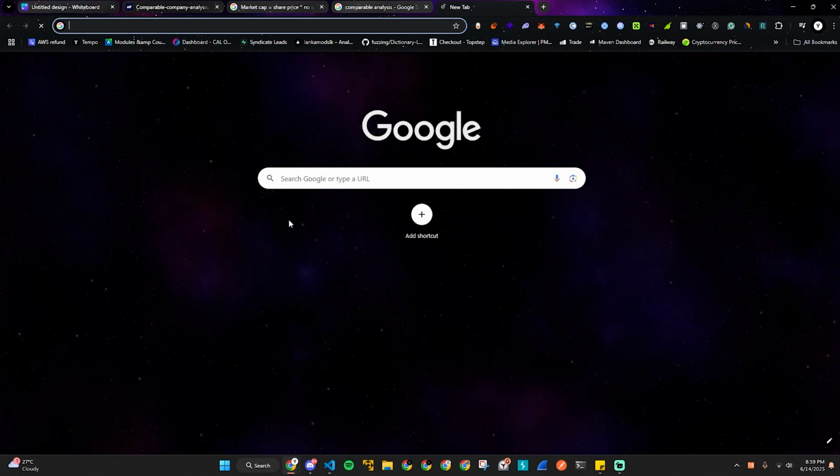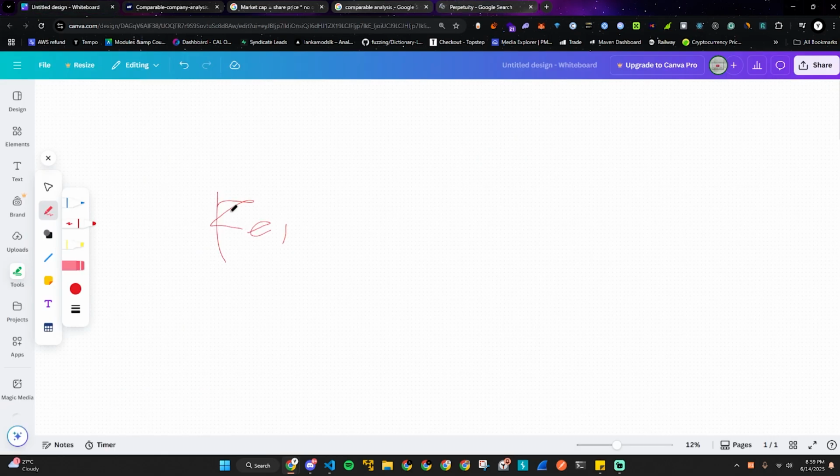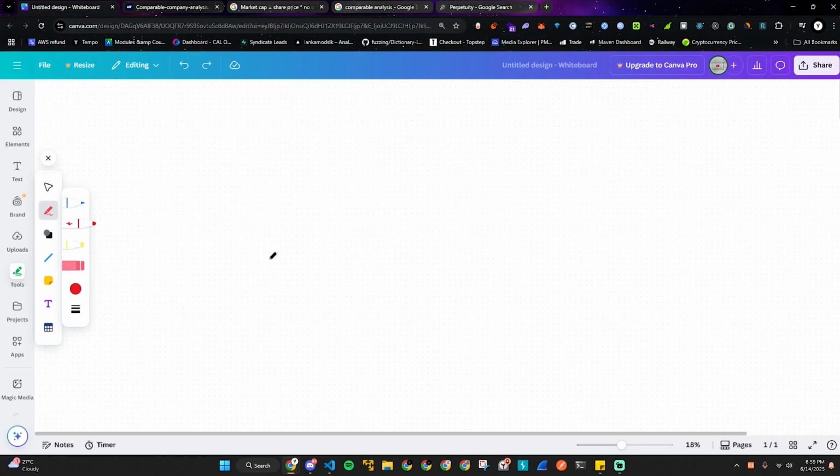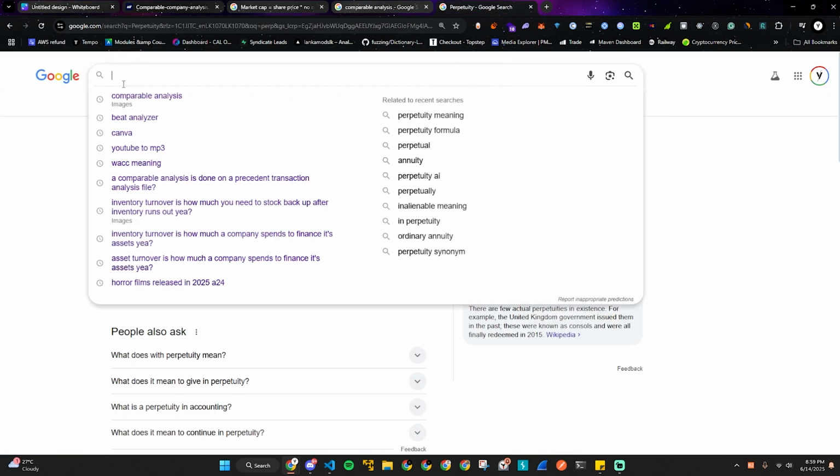Perpetuity. So that's when you're supposed to be receiving a guaranteed reward. Okay, that's when you're supposed to be receiving a guaranteed reward. So this happening forever is called... I got this definition wrong.